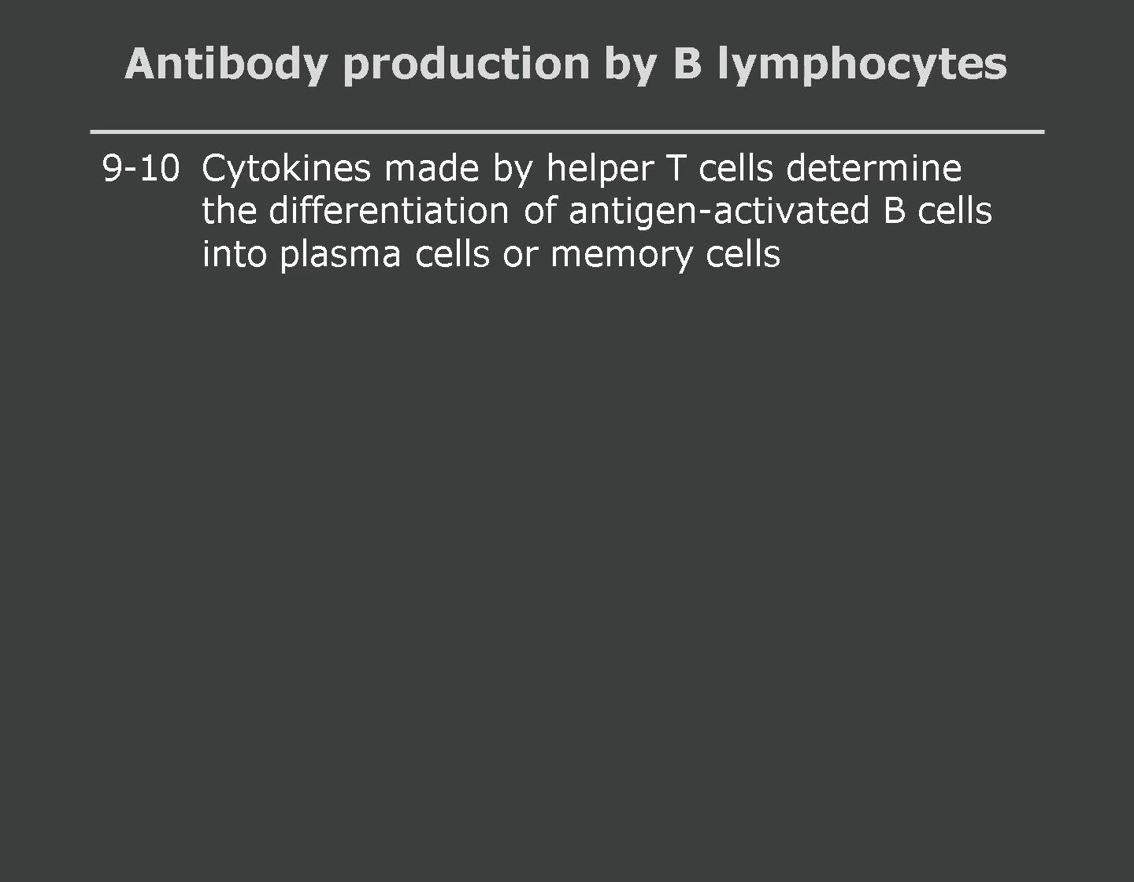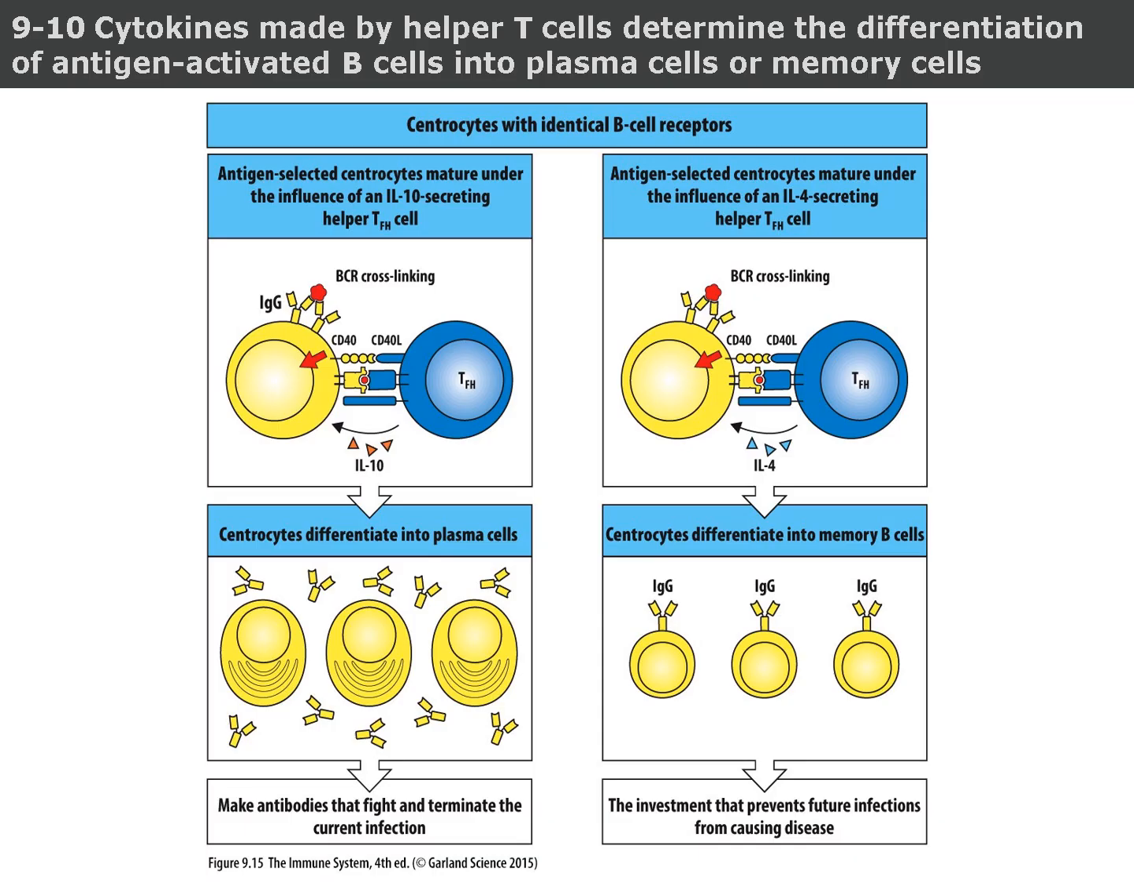Cytokines made by helper T cells determine the differentiation of antigen-activated B cells into plasma cells or memory cells. Once B cells have been selected for high-affinity receptors in the germinal center, they face a critical decision whether to become plasma cells or memory B cells. This decision is largely influenced by cytokines secreted by TFH cells.